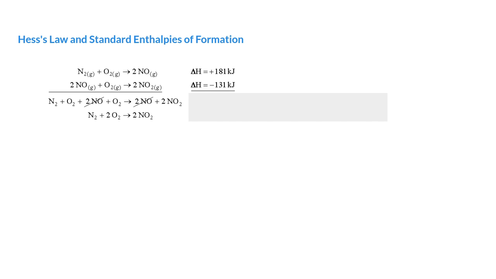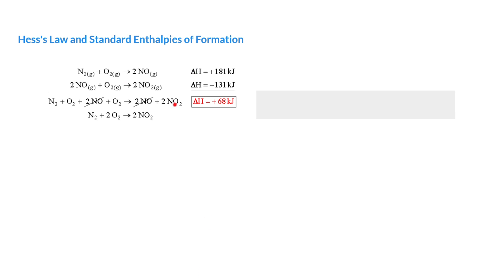So in this example, if I add these two reactions together, I'm going to get N2 plus 2O2 makes NO2. And if those reactions add up, then the enthalpies will add up to give me the enthalpy of the overall reaction. So these two enthalpies would add up to give me an enthalpy of 68 kilojoules for this overall reaction.